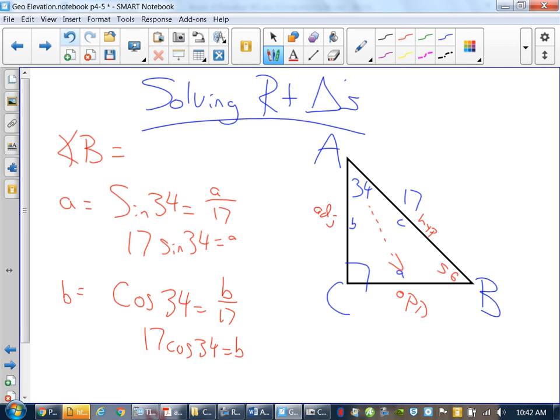Sure. How does the lettering work? Lettering always works the same way. Capital letters are the vertices, just like they have been. Capital letter looks at its lowercase counterpart. Okay? They always look at their lowercase counterparts.